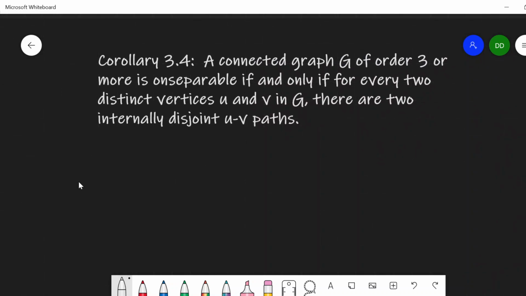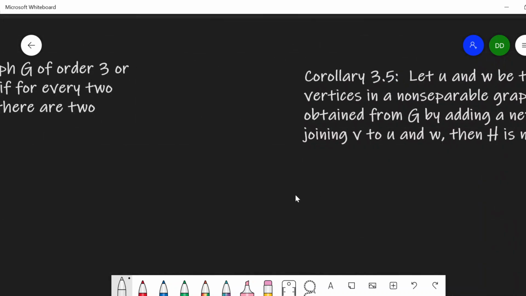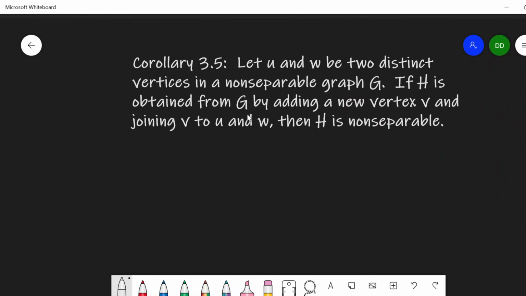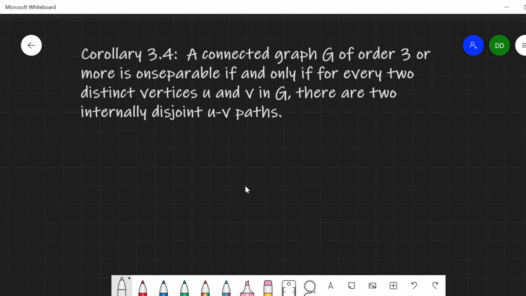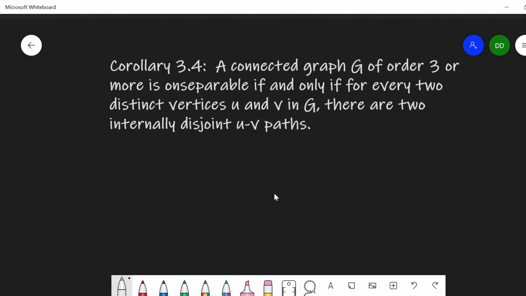So this theorem has a few corollaries that'll also turn out to be useful. One of these is a homework problem to prove this corollary. That is, if we start with a non-separable graph and we add a vertex and make it adjacent to two vertices in the graph, then the resultant graph is also non-separable. That's one of them. You can read these in the book. I do want to talk a little bit about how this corollary follows from the theorem.